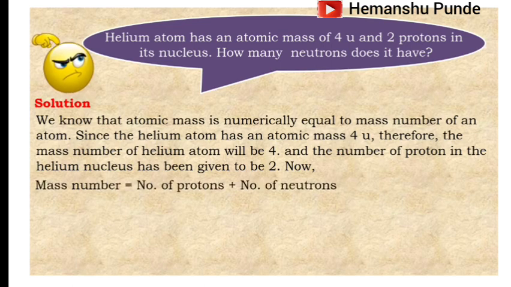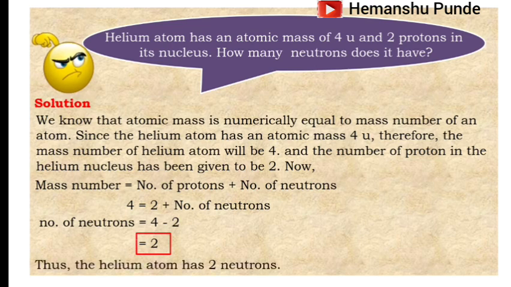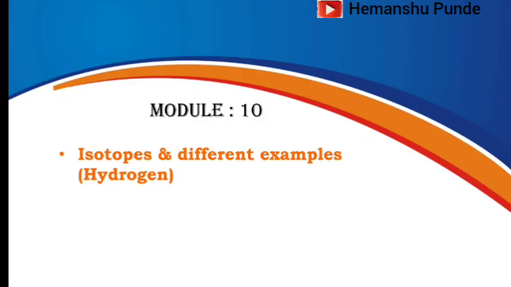Now, mass number is equal to number of protons plus number of neutrons. So 4 is equal to 2 plus number of neutrons. Number of neutrons is equal to 4 minus 2, that is 2. The helium atom has 2 neutrons.